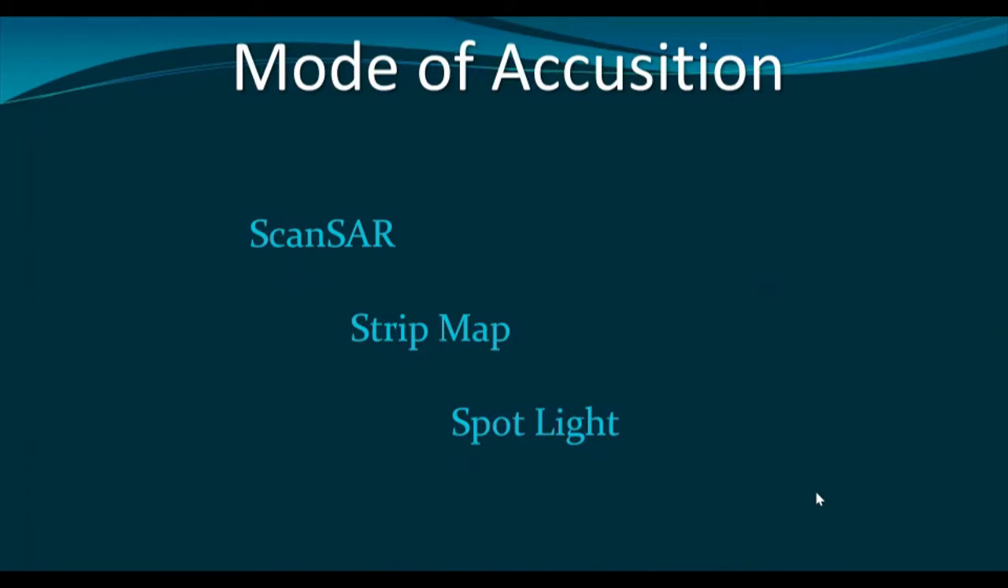Now you have to understand that they are not actually different sensors. A single sensor, for example RISAT-1, can be operated in 3 different modes. It can be operated in ScanSAR mode, Strip Map mode, and Spotlight mode. However, the images we obtain are different, and their processing techniques are also different. So first, let us try to understand the concept of these image acquisition modes.